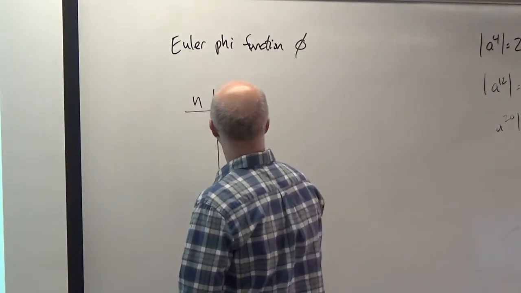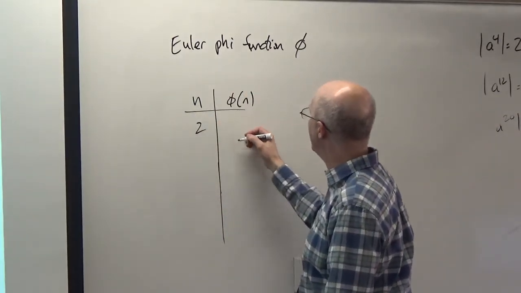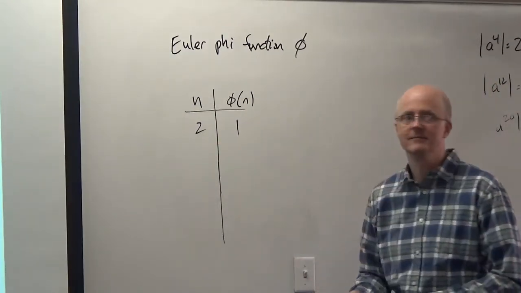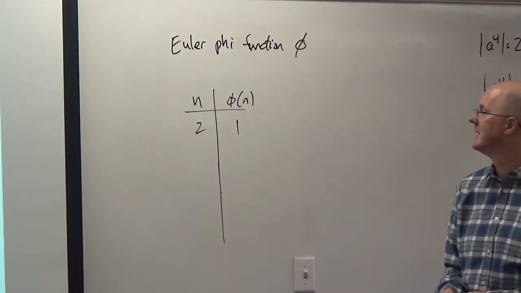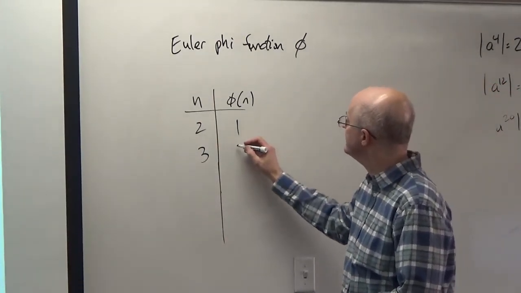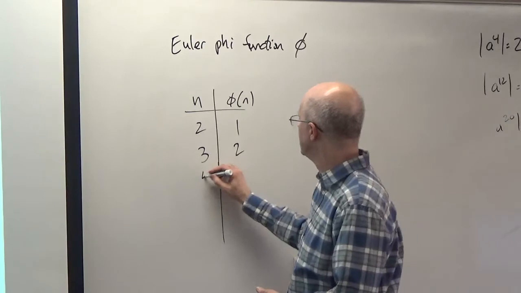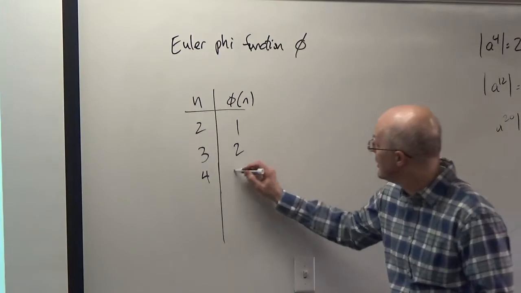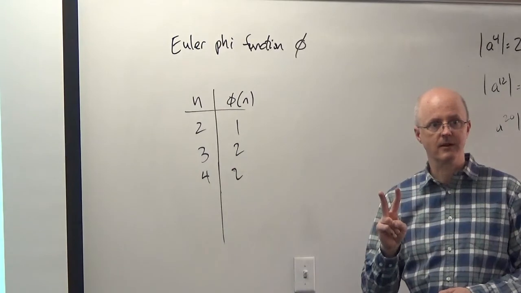Make a table here. How many positive integers less than 2 are relatively prime to 2? Just one of them. 1. And it happens to be 1. That's also the one that's relatively prime. How many positive integers less than 3 are relatively prime to 3? 2 of them. 1 and 2. How many positive integers less than 4 are relatively prime to 4? That's 2. 1 and 3 are the positive integers less than 4 that are relatively prime to 4.